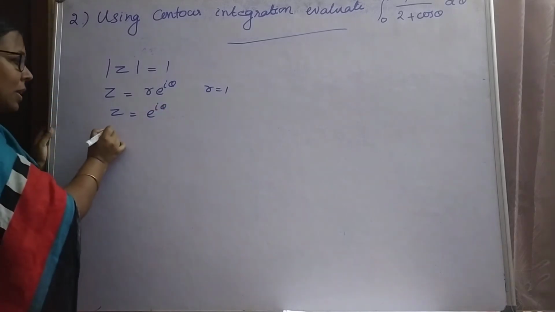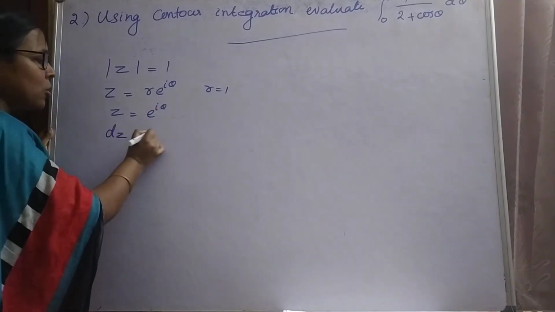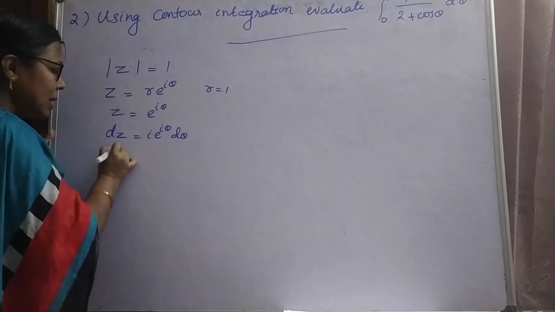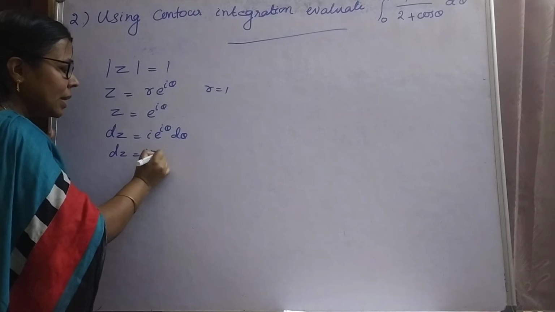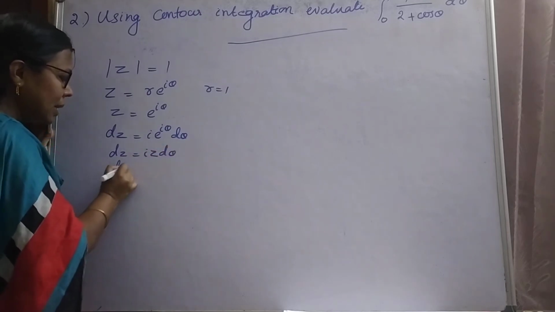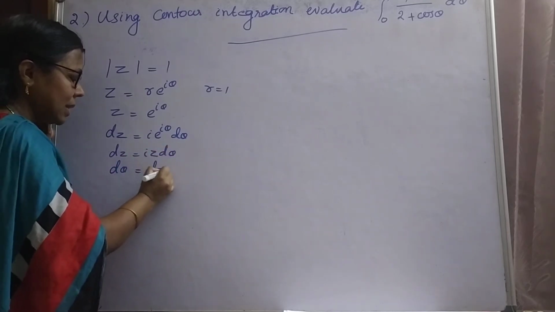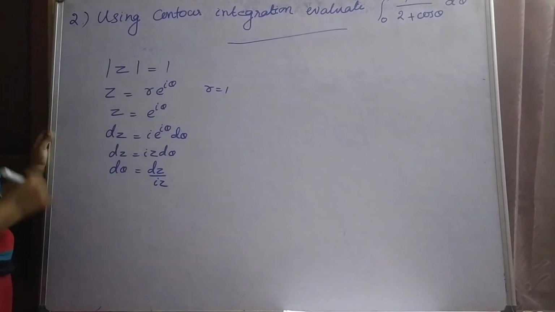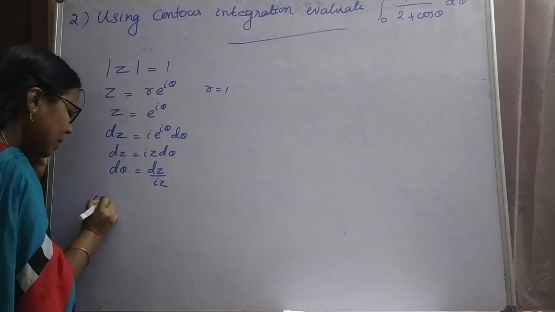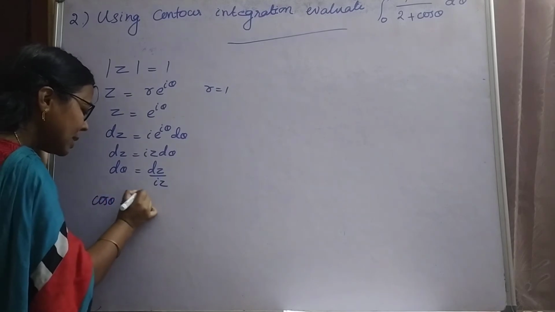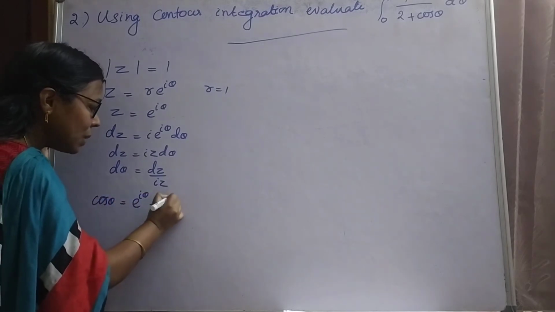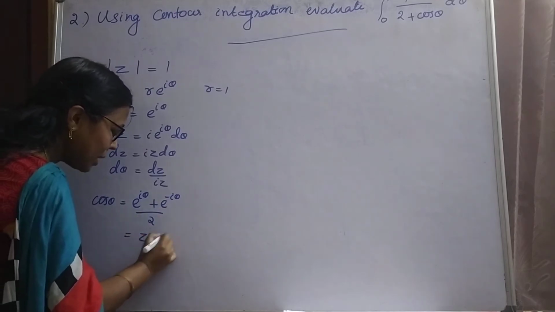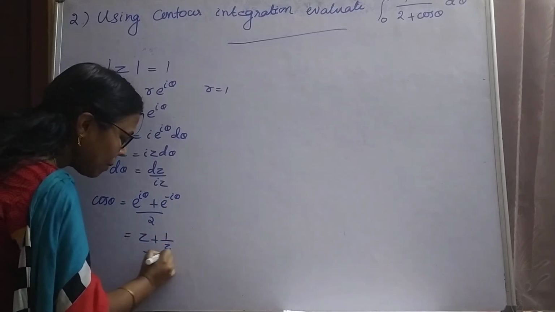Then what about the derivative? Dz equal to I e raised to I theta d theta. Here dz equal to I z d theta. D theta equal to dz by Iz. Also cos theta is in the question. What is cos theta? Cos theta is e raised to I theta plus e raised to minus I theta by 2, which is equal to z plus 1 by z by 2.